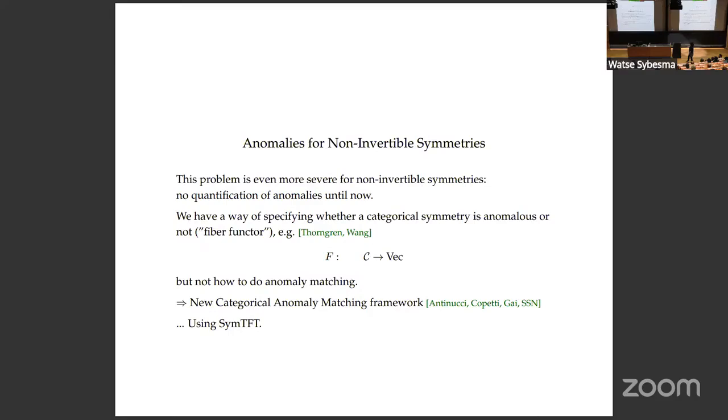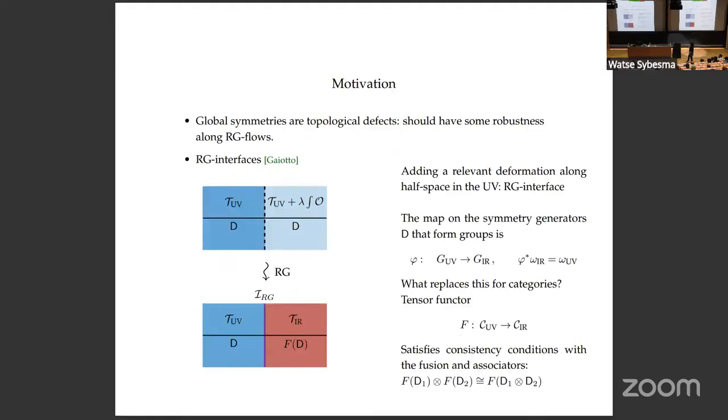And again, the symmetry TFT plays an important role. Now, these pictures look like symmetry TFTs, but they're not. So you better pay attention for a second, because this is not a symmetry TFT picture. This is just a quantum field theory. This is a QFT, and this is the space-time, and there's no sandwich here. So a global symmetry basically is made out of topological defects, so they should be robust under the RG flow.